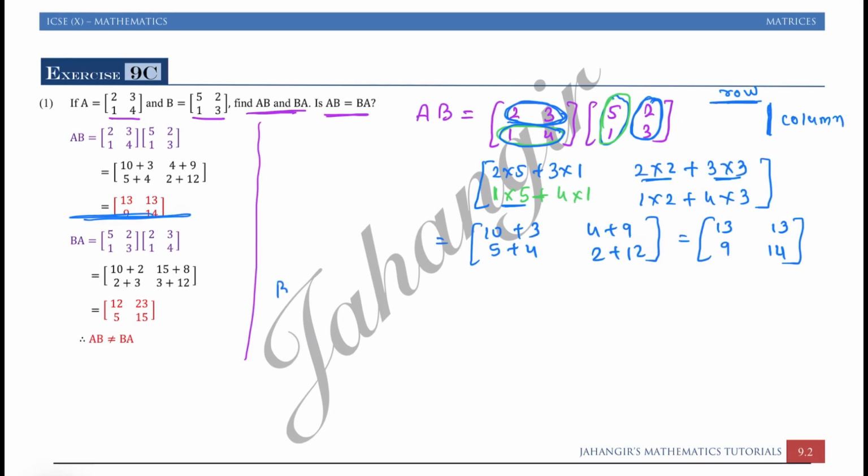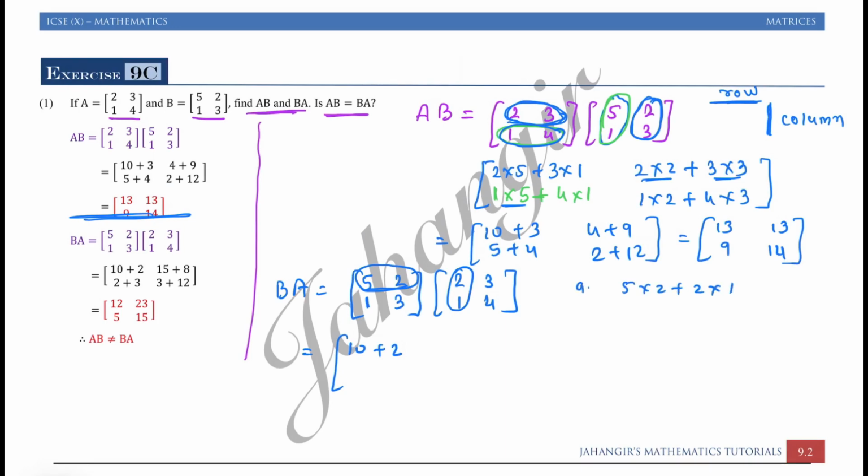Now I will multiply BA. So first we have to write B matrix 5 1 2 3 multiplied by 2 1 3 4. So as we know, first we have to multiply row. This is first row, first column. So let us multiply directly. 5 into 2 is 10. Then we have 2. 2 into 1 is 2. See, it's like this. 5 into 2 plus 2 into 1. This is for A11. A11 means first row, first column.